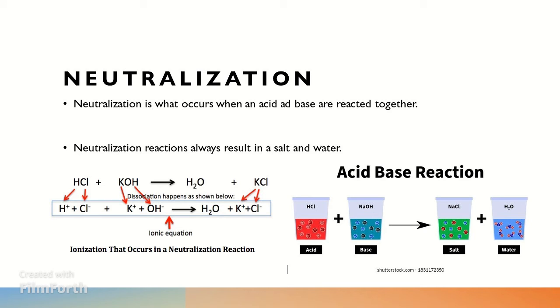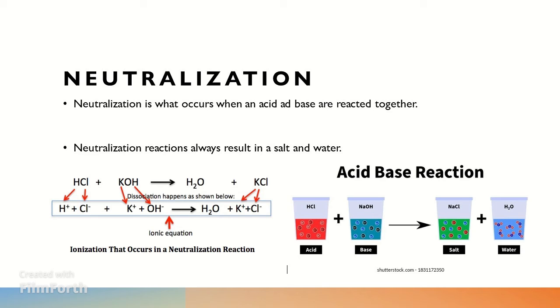Now, what do these acids and bases do? Well, the first thing that they can do is what's called a neutralization reaction, and neutralization is what happens when an acid and a base are reacted together. Neutralization reactions always result in a salt and water.